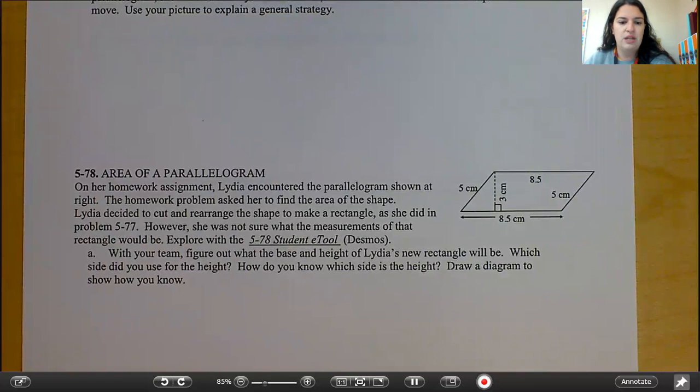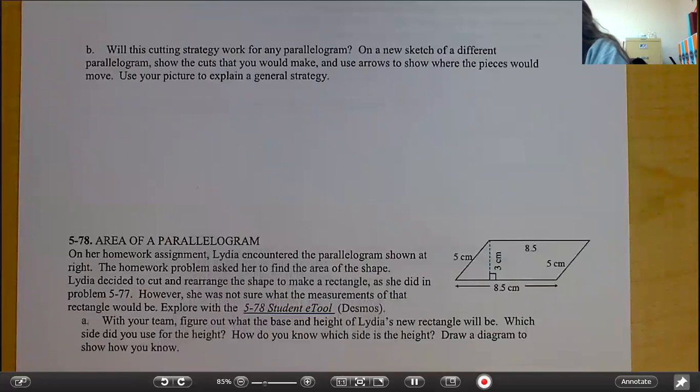However, she is not sure what measurements of that rectangle would be. Explore with the 578 student eTool Desmos. With your team, figure out what the base and the height of Lydia's new rectangle will be. Which side did you use for height? How do you know which side is the height? Draw the diagrams to show how you know. So go ahead and answer that question.